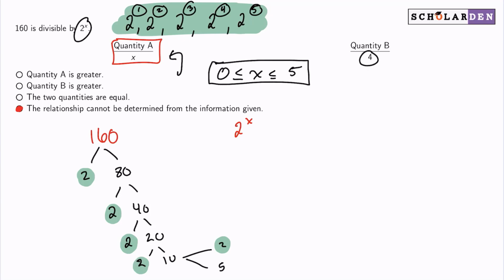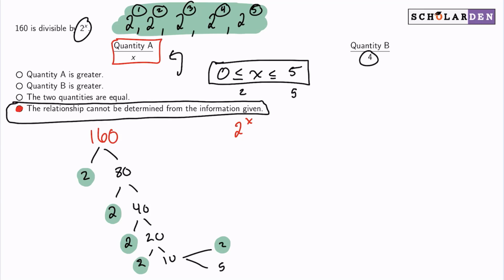Notice how 4 is right there. So if x was 2, then quantity B would be greater. But if x was 5, then quantity A would be greater. So because of that inconsistency, our conclusion has to be that we cannot determine the relationship based on the given information. Simple as that.